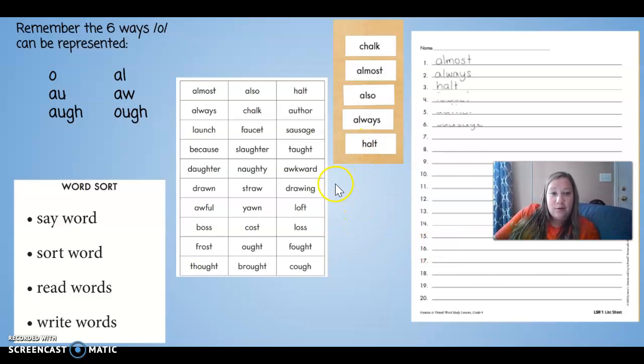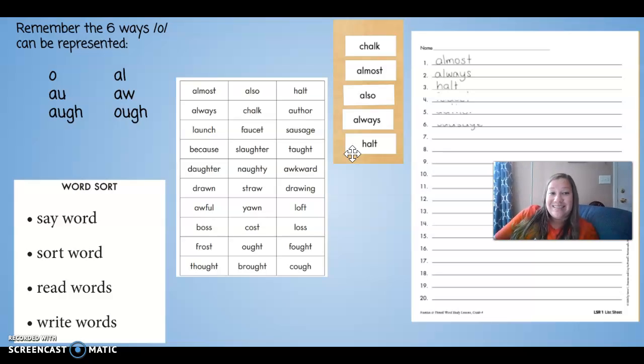So I have an example. This is one way of representing the sound "ah" with the letters A and L. We have chalk, almost, also, always, and halt. So this student decided to write the words almost, always, and halt. You only have to pick 3 words from each group that you create.